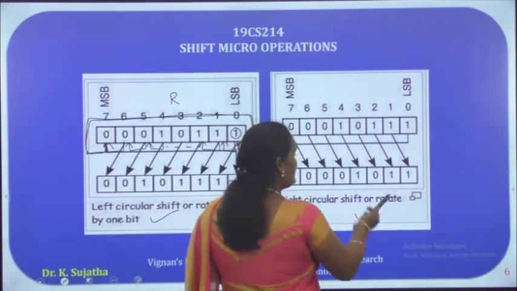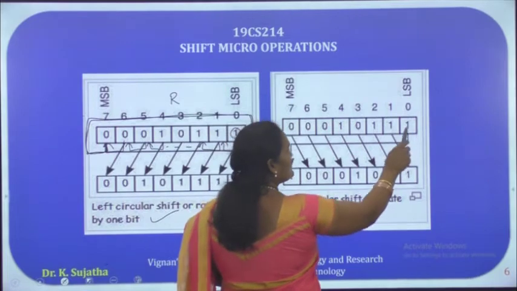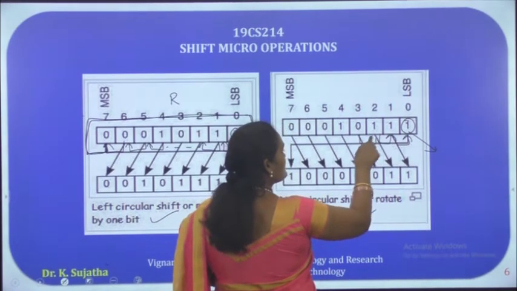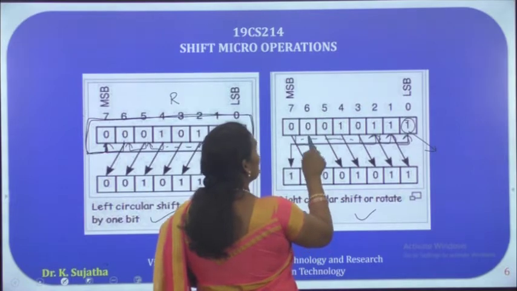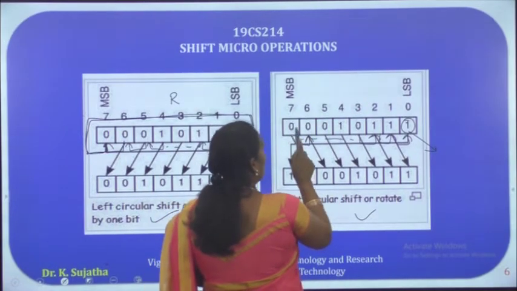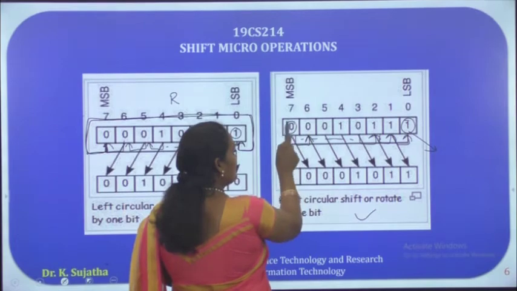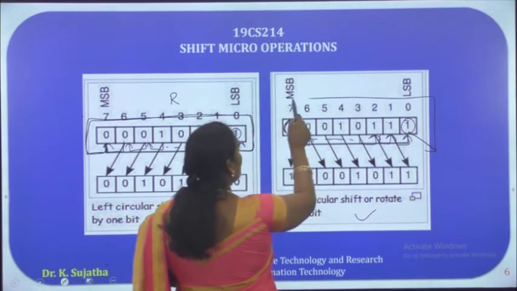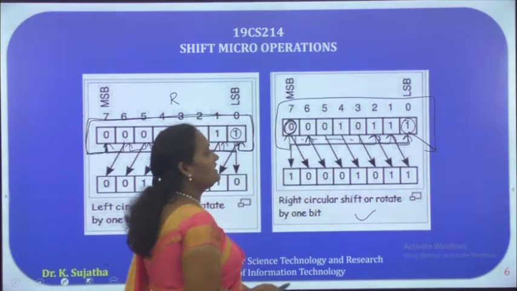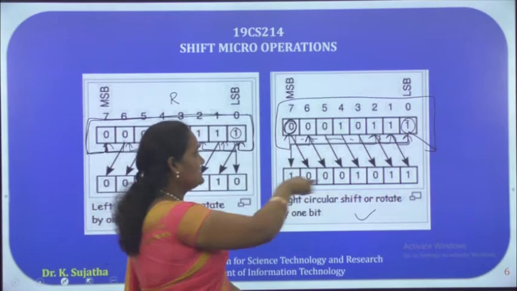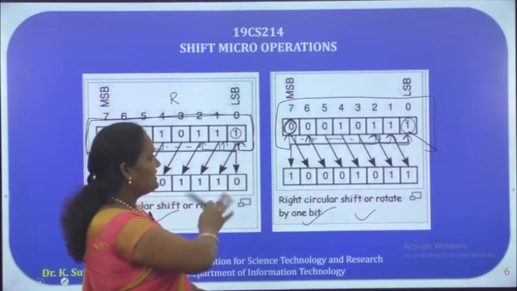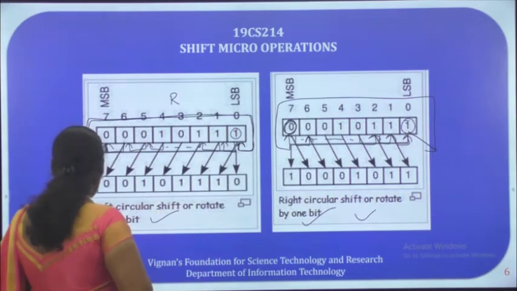Coming to circular right shift. Now here, since we are doing right shift operation, the bit which is present in the least significant position comes out. This comes to here, this comes to here, this comes to here. That is, the bits are shifted towards right by 1 bit position. Now when this bit comes here, the most significant position becomes vacant. The bit that is coming out of the least significant position occupies the most significant position. So that is circulated. That's why we are calling this a circular shift operation. So these two are the circular left shift and circular right shift.